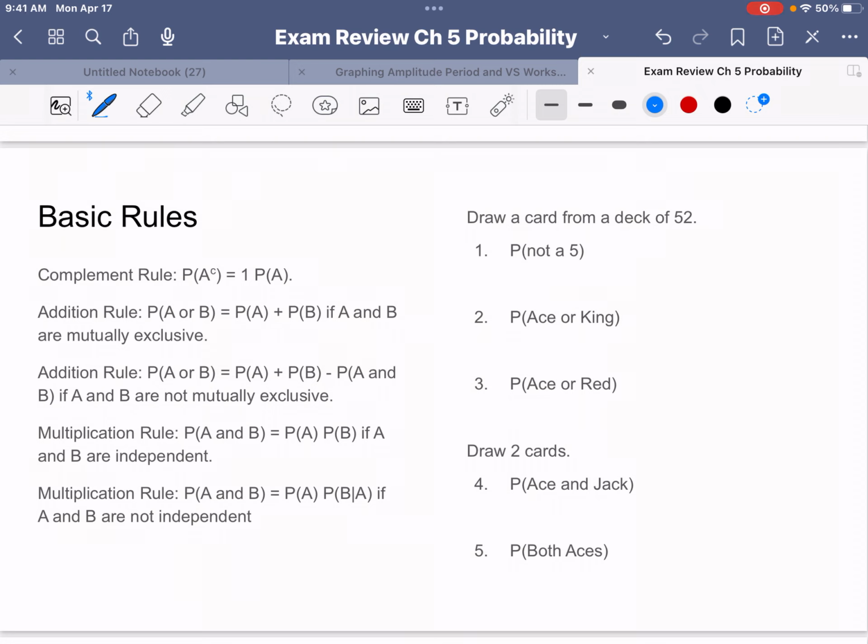The complement rule: the probability that something does not occur is equal to 1 minus the probability that it does occur.